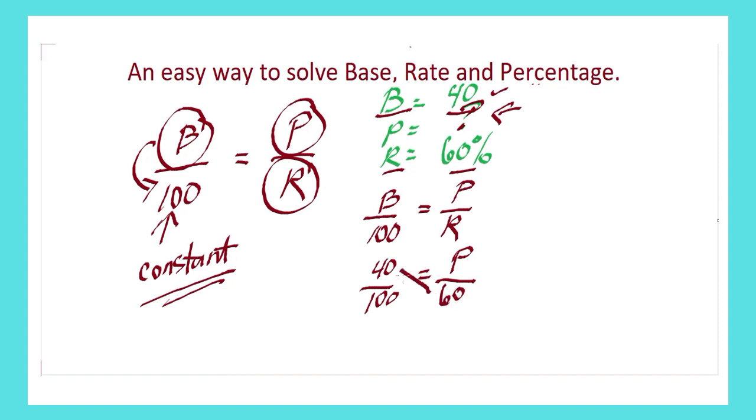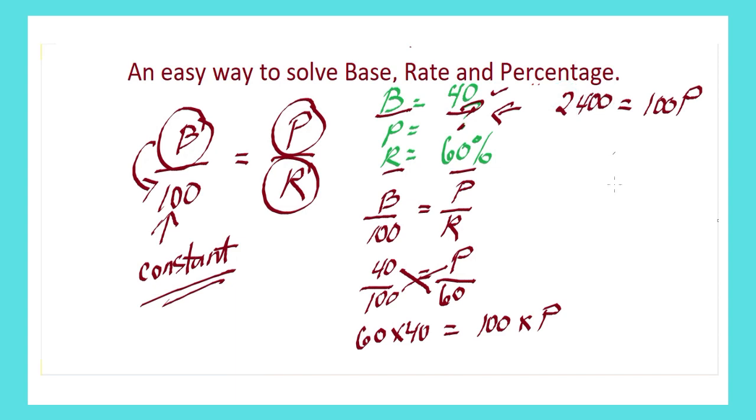The next thing that you're going to do is cross multiply. So we got 40 times 60, and we got 100 times P. Of course, 100 times P is 100P. And 60 times 40, what is the answer? We got 2,400.